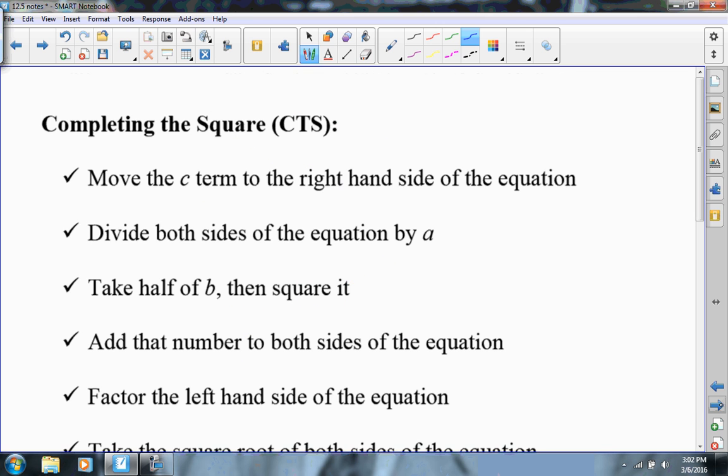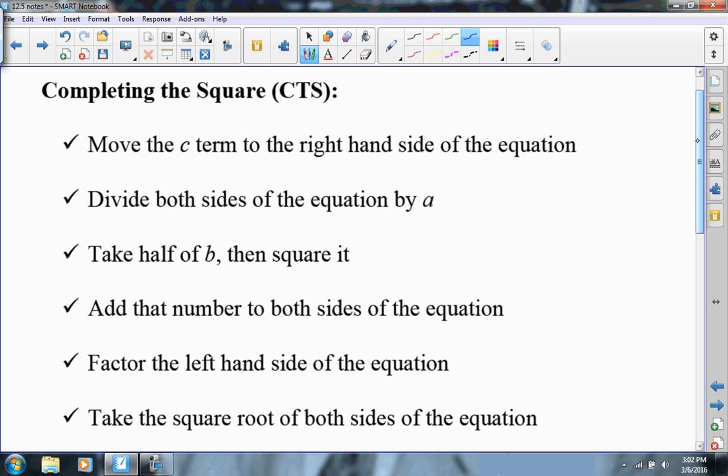So let's go through our actual steps here for what we're going to do for completing the square. So the first thing is we move our c term to the right-hand side of the equation. And again, that's when we have our ax squared plus bx plus c equals 0, our standard form for our quadratic. Then we're going to divide both sides of the equation by a. Sometimes that number is just 1 for a, but if it's a different number for our lead coefficient, then we do have to divide by that number.